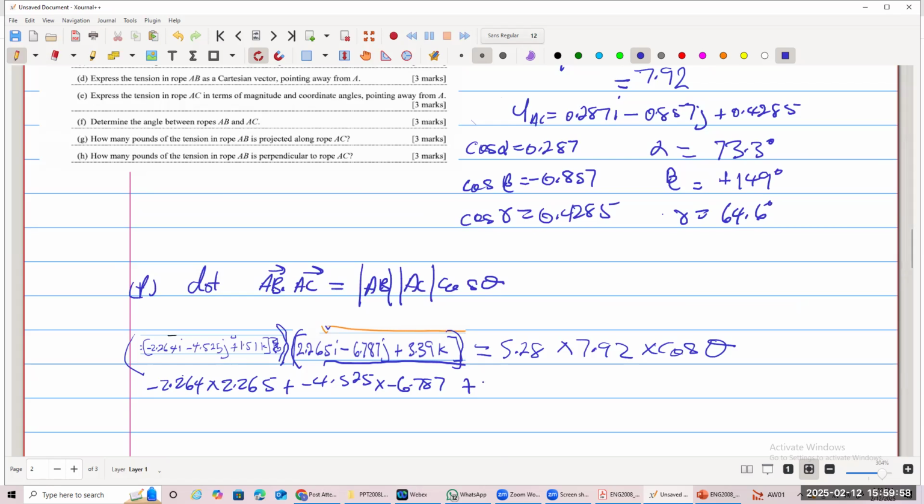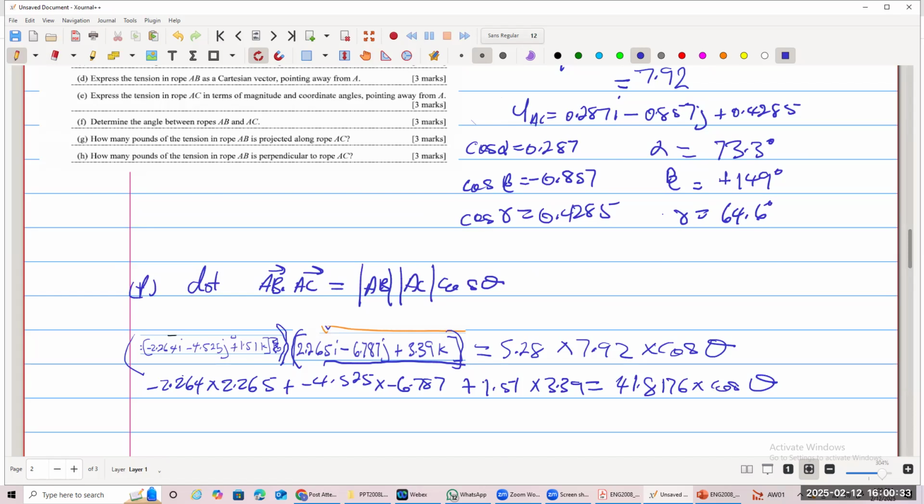Then the next one is going to be 1.51 times 3.39 equals to, when you multiply the forces, what do you get? So it's 5.28 times 7.92. You're going to get what? 41.8176 times the cos.